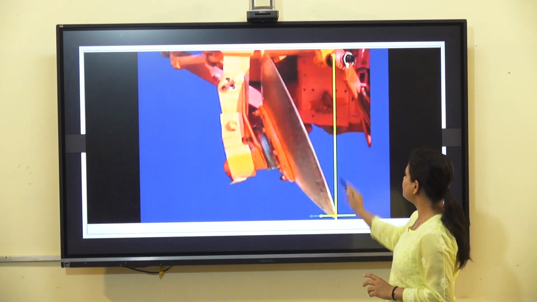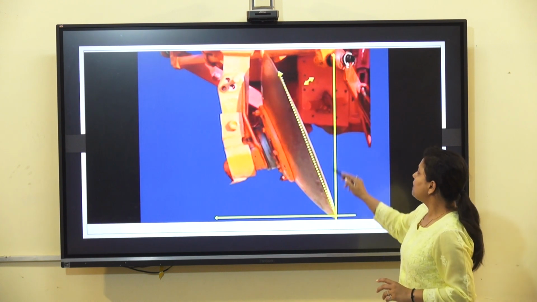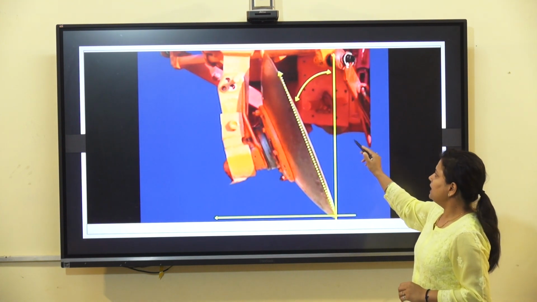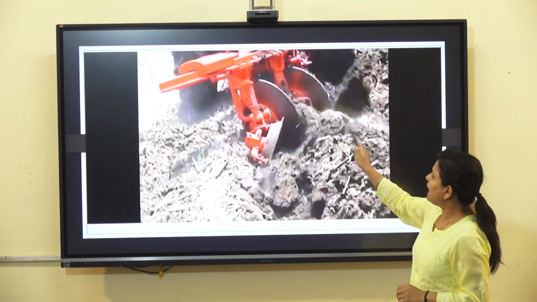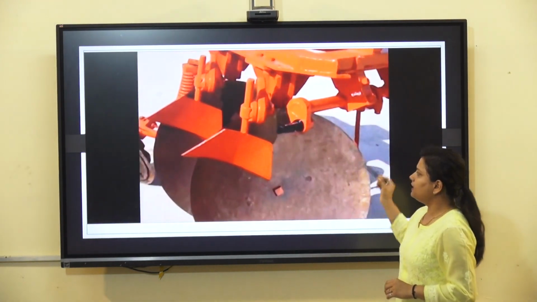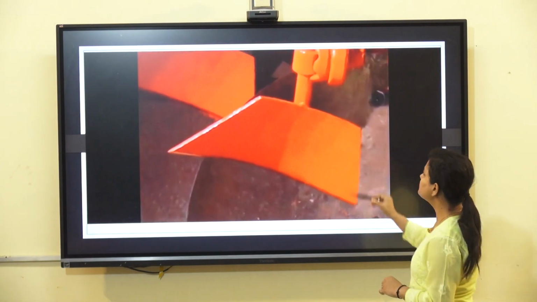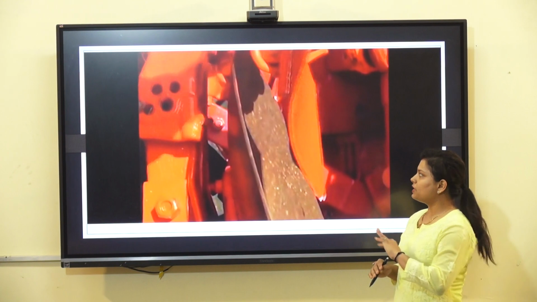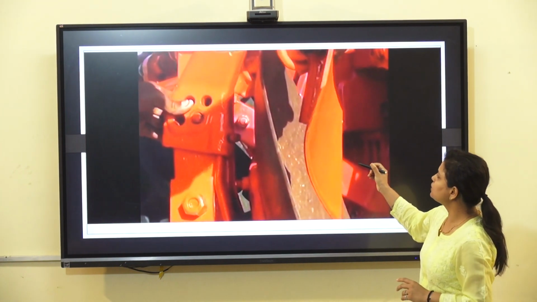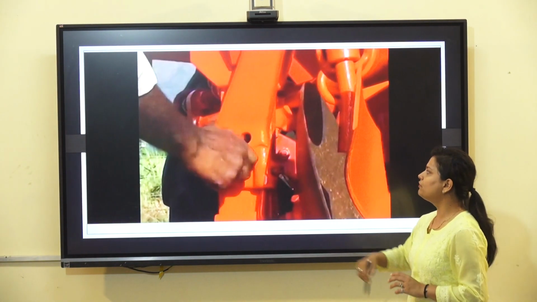Same as the tilt angle, this one is the tilt angle. In this, the plane of the cutting edge of the disc is inclined to the vertical line. See, at the proper disc angle, it can operate properly. This is the scraper which is used for the removal of soil. It can also be adjusted with the help of nuts.